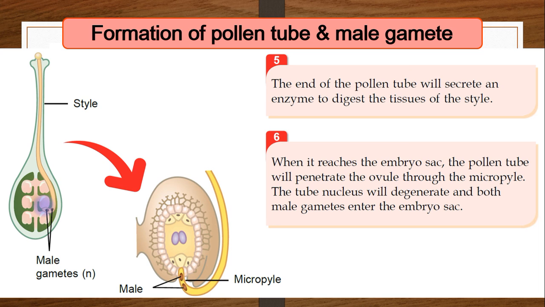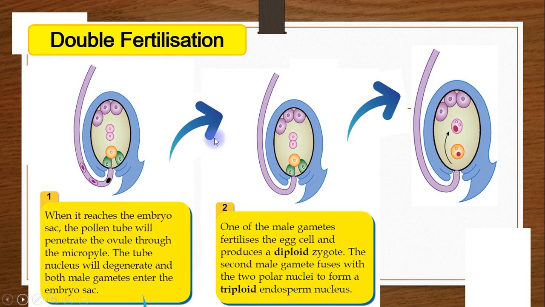What happened after the male gametes entered the embryo sac? Okay, next we go to the diagram here. So this is the tube nucleus just now. Once the pollen tube reaches the embryo sac, the tube nucleus will degenerate. And this is the male gamete. Where does the male gamete come from? From the division of the generative nucleus by mitosis just now.